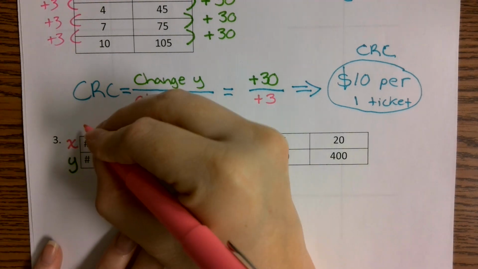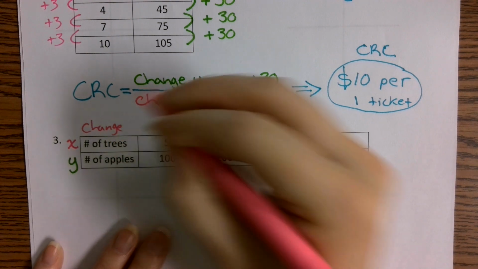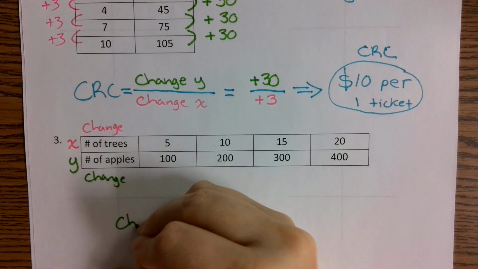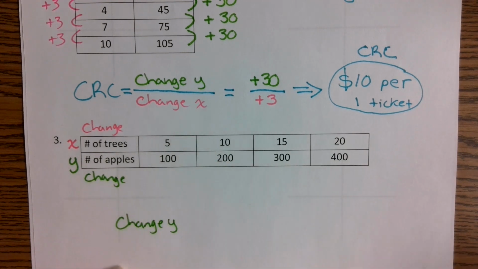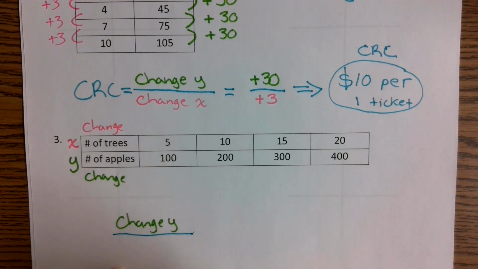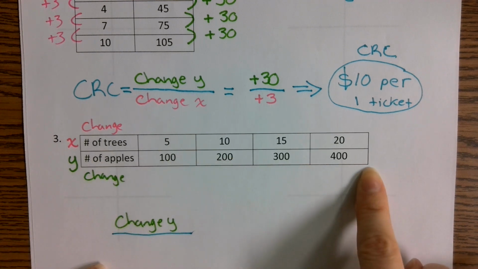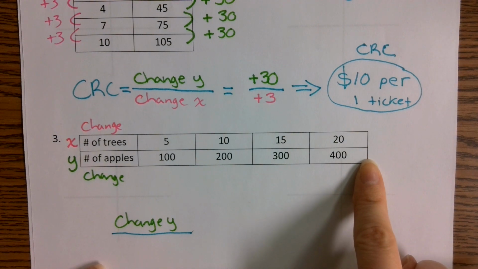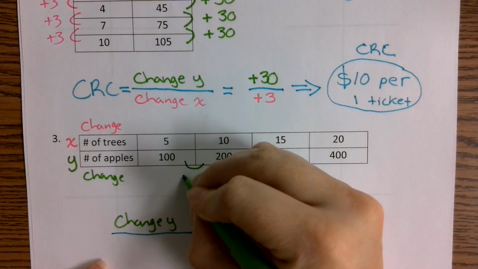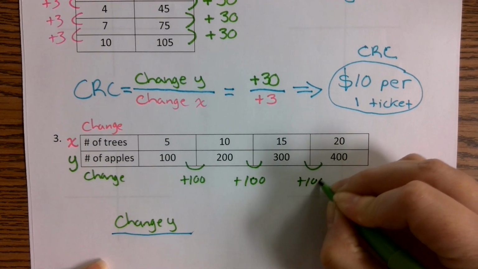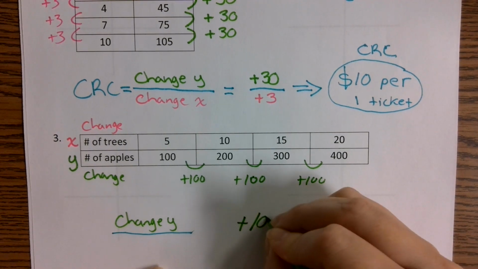All right, let's go over this. Let's talk about the different changes that are going to be occurring here. Let's start with the change of our Y because that's what we know needs to go on the top. Who can raise their hand and tell me what our Y value is changing by? Jeremy? So what is the Y value changing by consistently? It's adding 100. Each time we're adding 100. We're increasing by 100 every single time. So the change of our Y is going to be a positive 100.